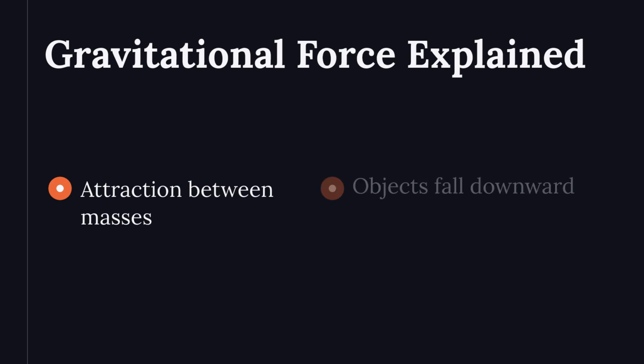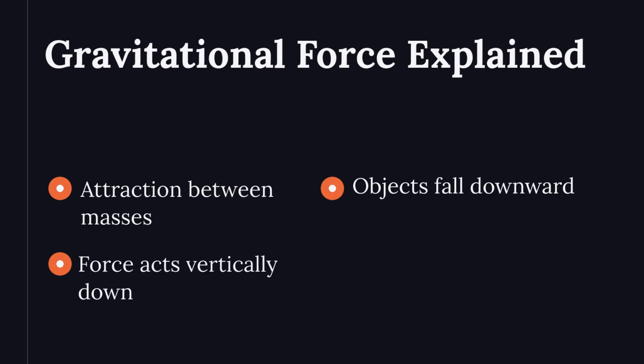Gravitational force is the attraction between masses. On Earth, it pulls objects downward, giving them weight. It causes unsupported objects to fall. This force acts vertically downward. Understanding gravitational force is essential for calculating weight and predicting motion.